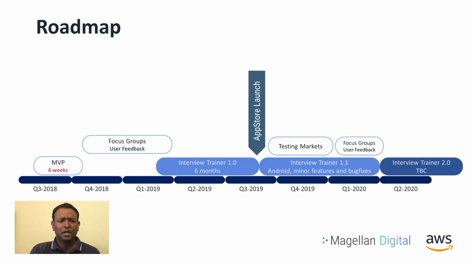So what's our roadmap? We started when it was Mobile Hub and we built our MVP in 6 weeks. And what we did was we actually put it in front of users. It's really important, whatever you build, to get users to log in and test it out. So we ran some focus groups involving a number of universities. We thought this would be a really good tool for university students who are leaving university and looking for a job. So we thought we'd test it out there.